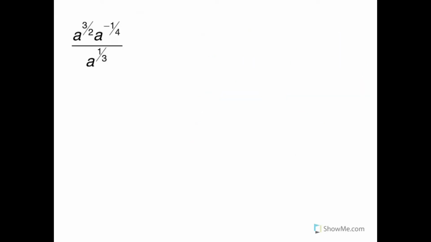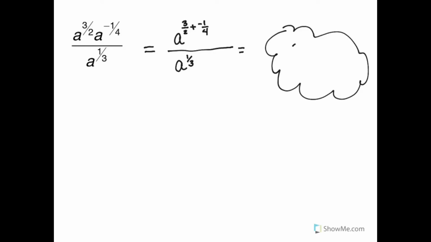Here's a to the 3/2 times a to the negative 1/4 divided by a to the 1/3. This means that in the numerator I have a multiplication, so I'm going to add the exponents. In the denominator I still have the 1/3. We'll deal with that later. And now I have to figure out what is 3/2 minus 1/4. So I'll do that off to the side.